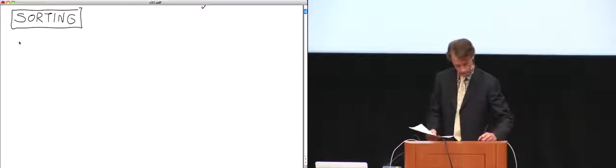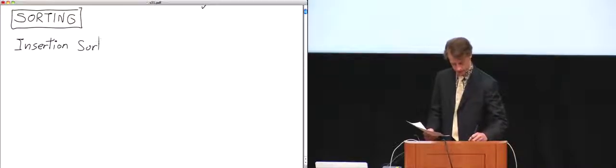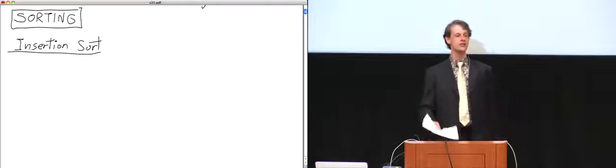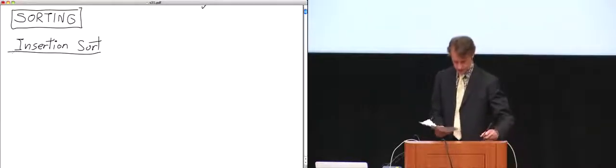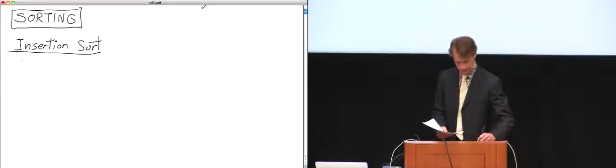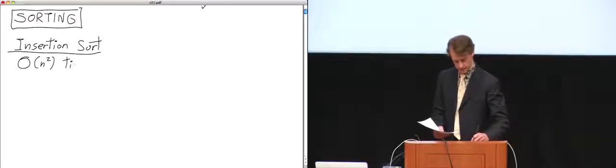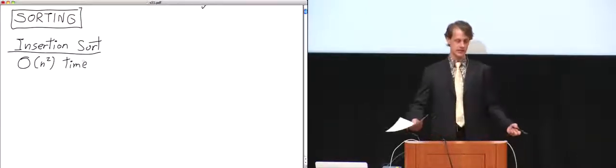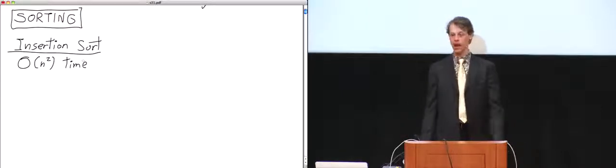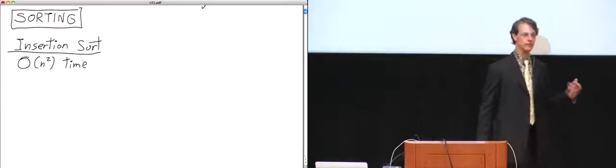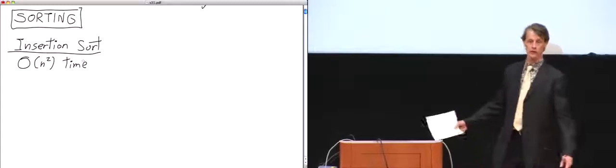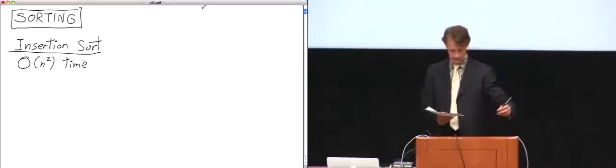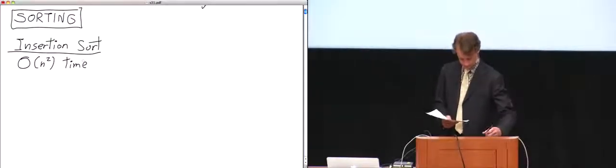We're going to start with one that you've already unwittingly implemented. It's called insertion sort. Insertion sort is very simple. It runs in big O of n squared time. That means it's not the fastest algorithm on the block, but if n, the number of items you want to sort, is small, then you're okay. If it's big, don't use this algorithm.